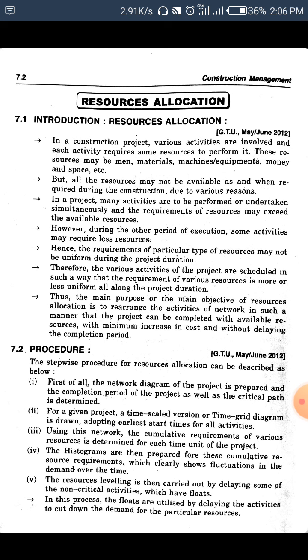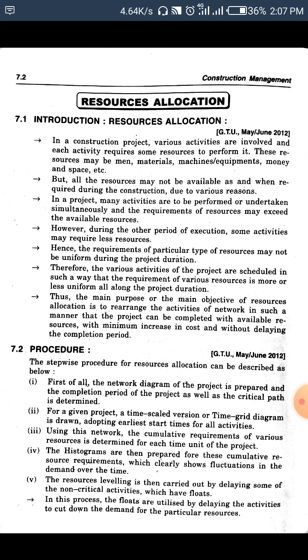So here the various activities of the project are scheduled in such a way that the requirement of the various resources is more or less uniform along the project duration. So here during the project duration we complete the work within a time limit with available resources. So we change the schedule or resources and compress the resources as per available time, so it's called resource allocation. So here a stepwise procedure is given for resource allocation.